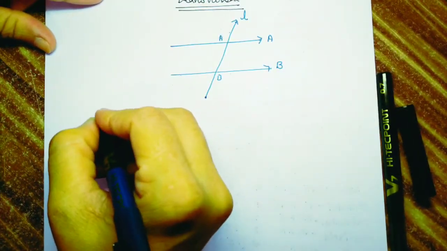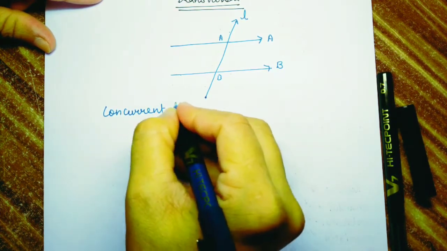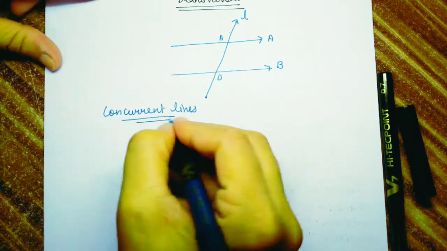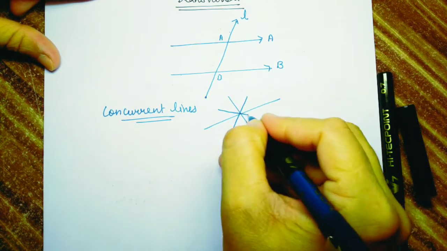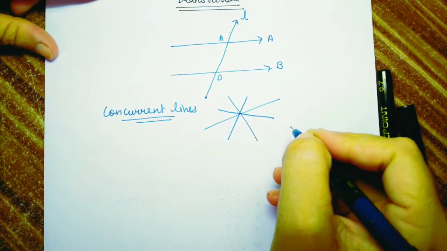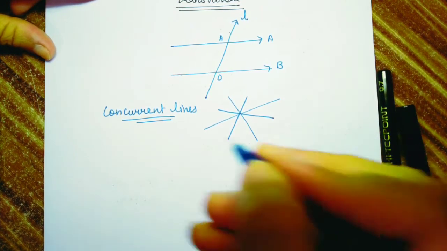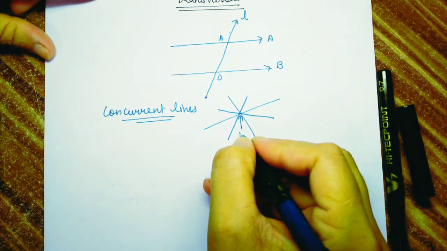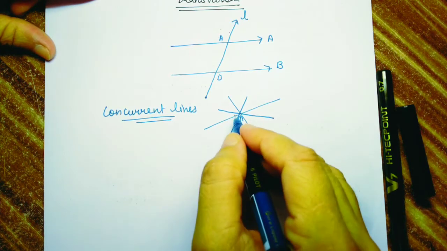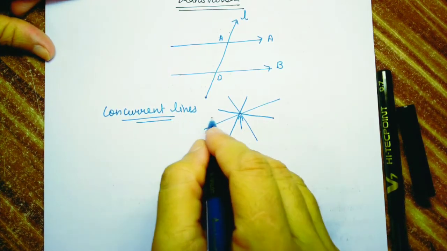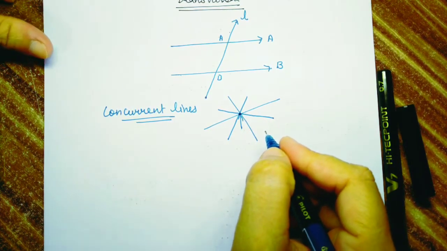The second one is concurrent lines. Concurrent lines means two or more lines that intersect at a single point. That is called concurrent lines. So here this point is called the point of concurrence. So two or more lines that intersect at one common point are called concurrent lines, and the point at which they intersect is called the point of concurrence.